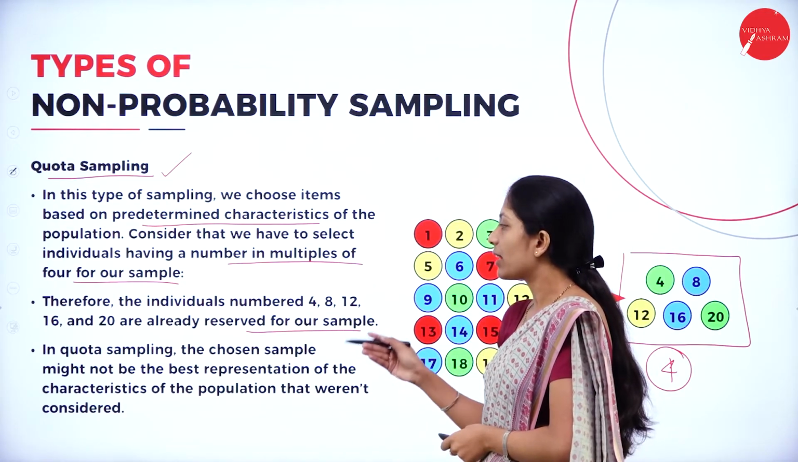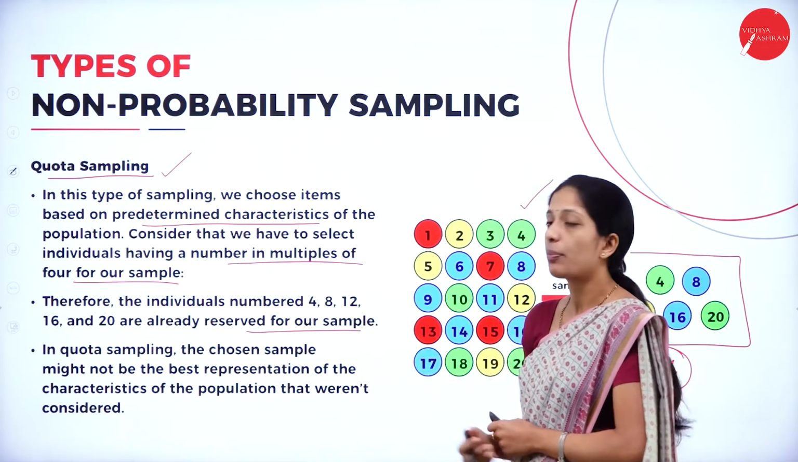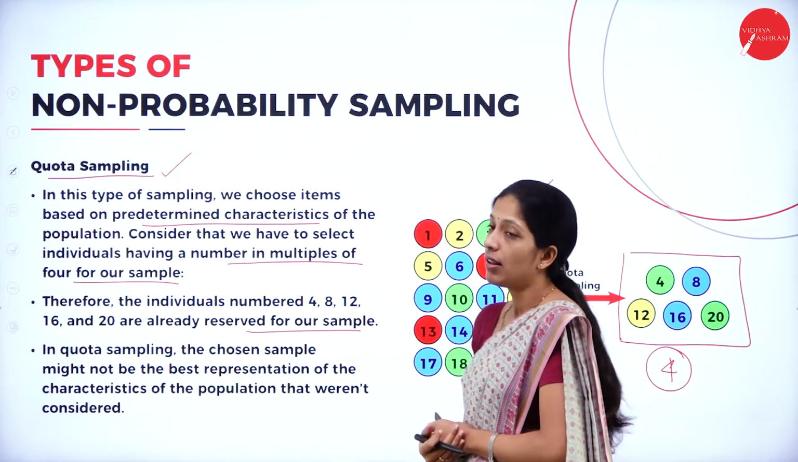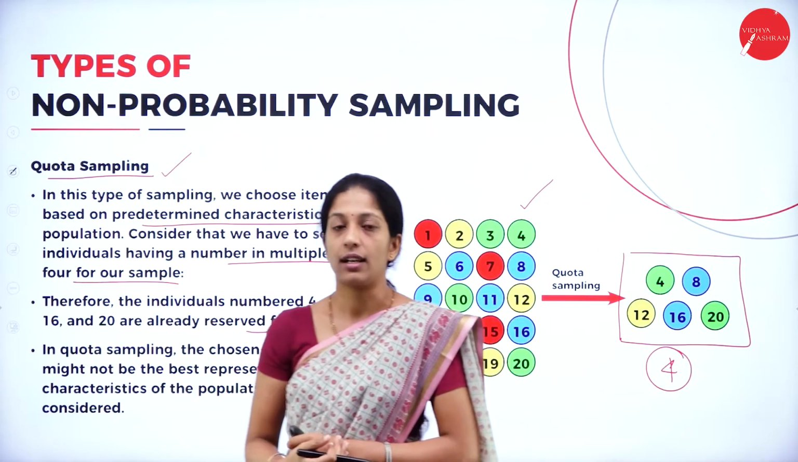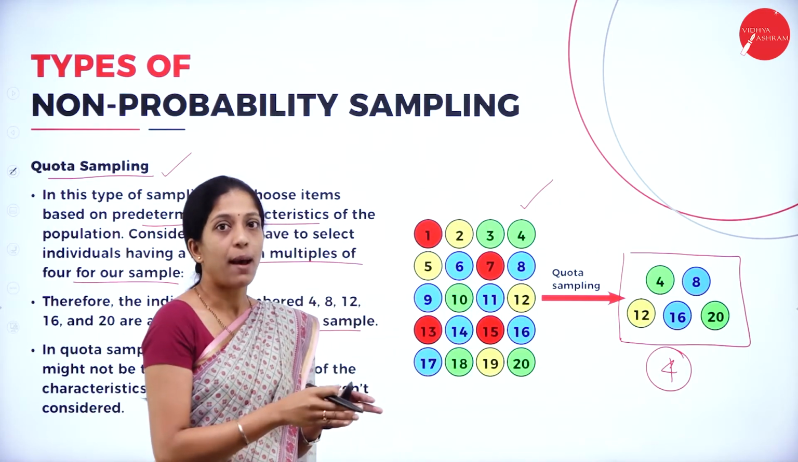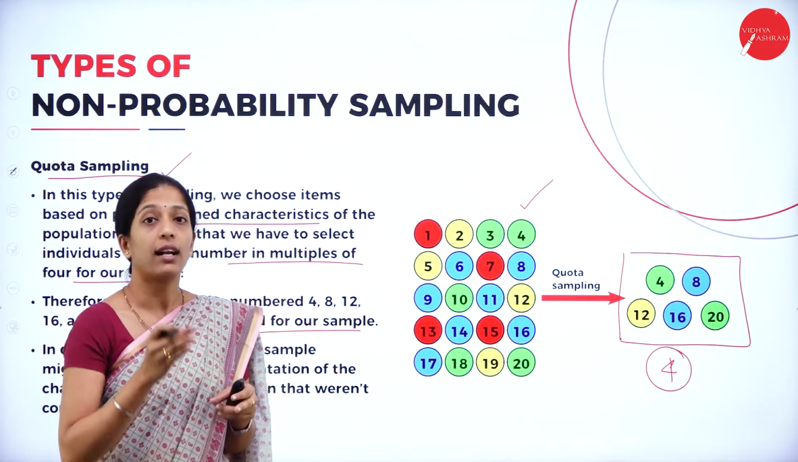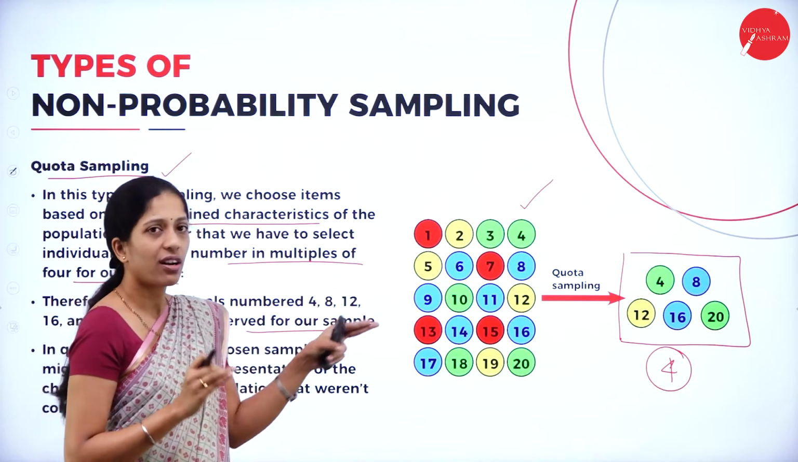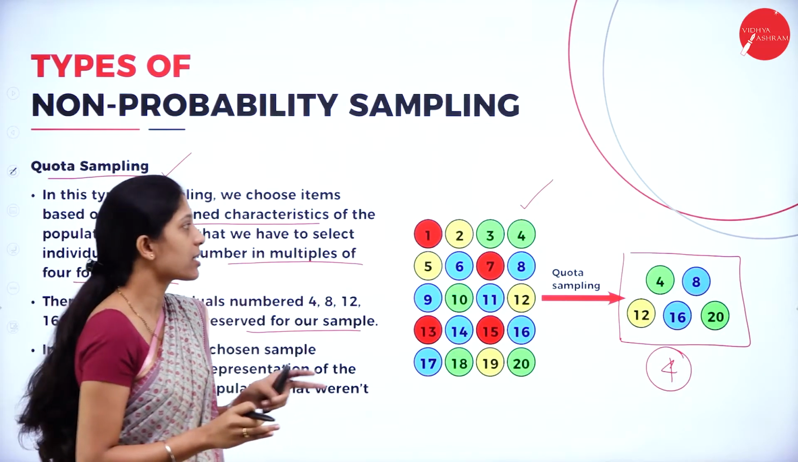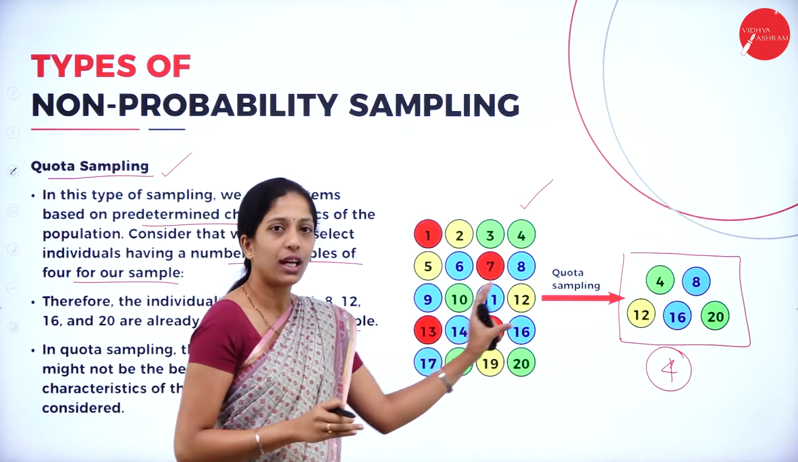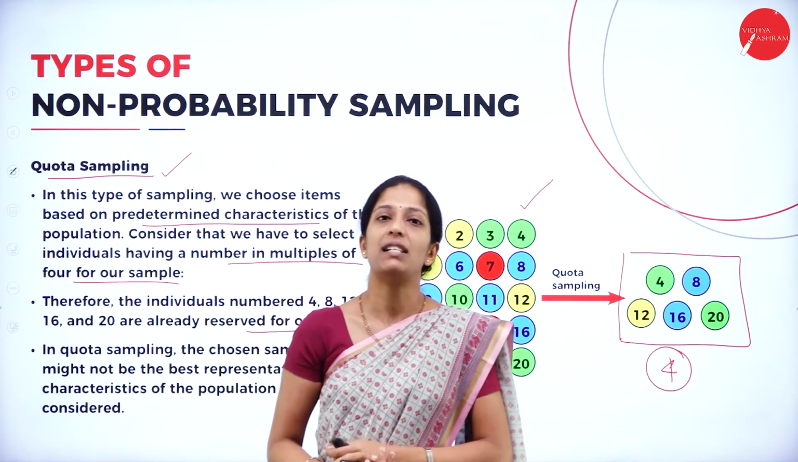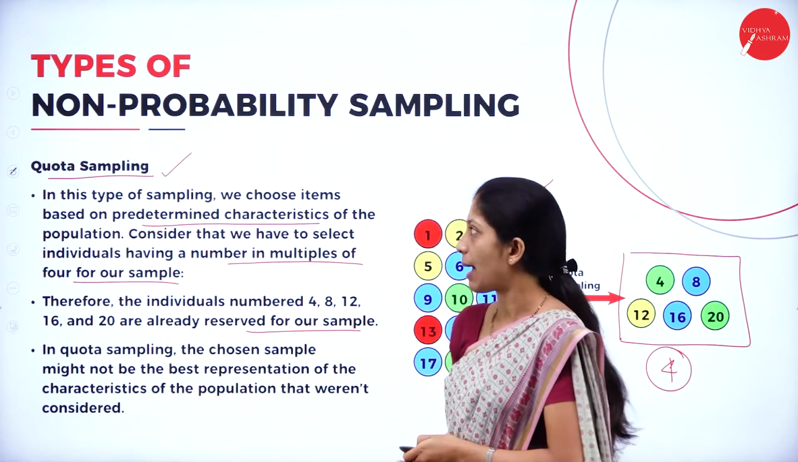In quota sampling, the chosen sample might not be the best representation of the characteristics of the population that we aren't considering. So whatever sample we select, we can't tell that it will give us the exact result, but depending upon certain predetermined characteristics, from the whole population, we are going to consider the sample. Here we have taken the multiples of 4 as a sample.